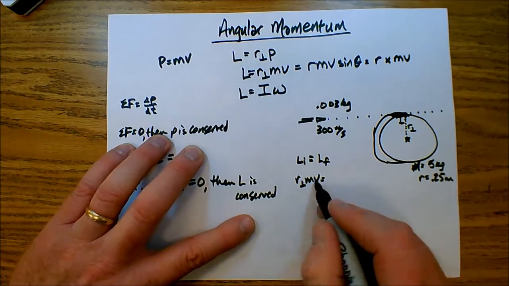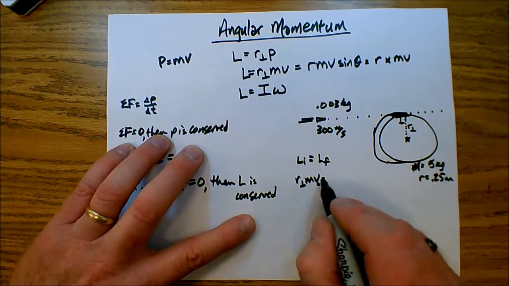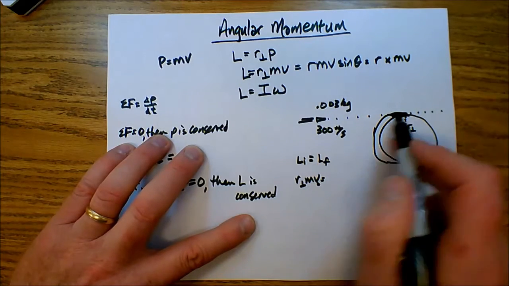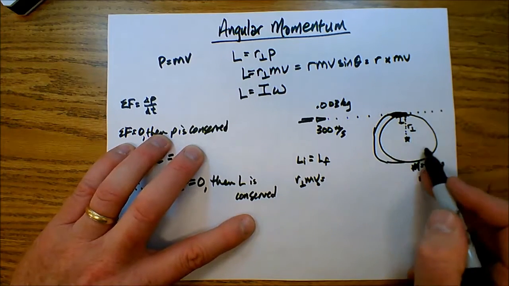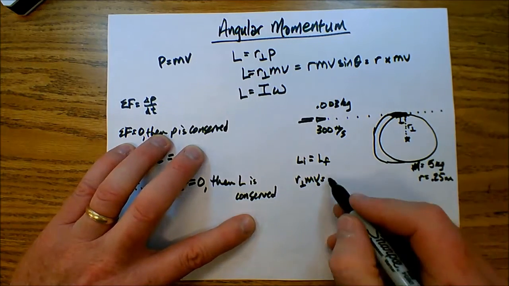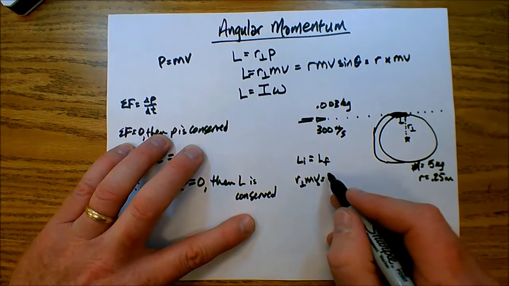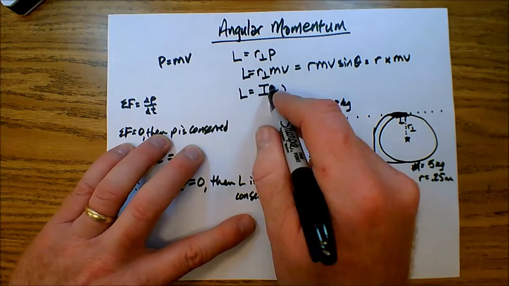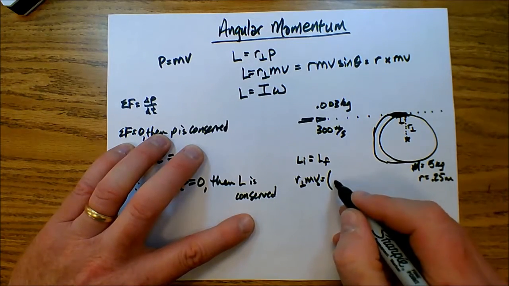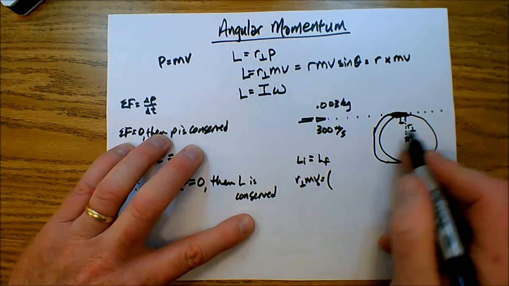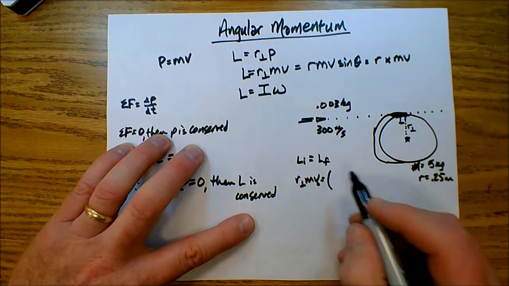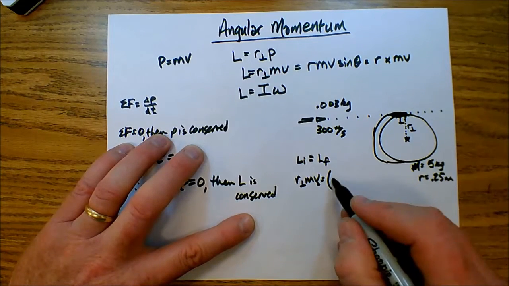And I'll put v naught there, because that's the initial velocity, is going to equal the final. Now, finally, the bullet becomes stuck and becomes embedded in the cylinder, in the wheel. So what I have here is now a rotating object, so I'm going to use the inertia times omega, I omega. So the inertia is going to be the inertia of the bullet plus the inertia of the wheel, and the inertia of the bullet as a particle is simply mr squared.